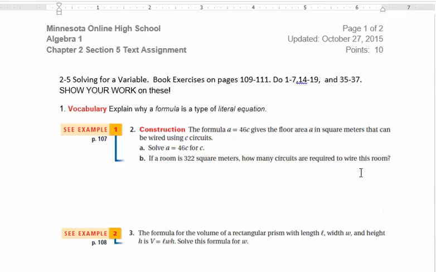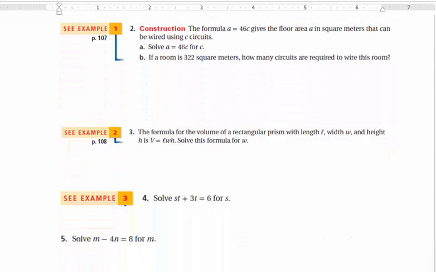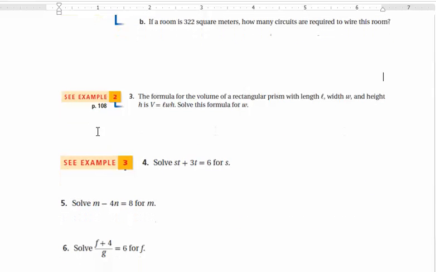So I'm going to start with number 3 here. I'm not going to do every problem, just selected ones here. And let me get my pen. Number 3 says the formula for the volume of a rectangular prism with length L, width W, and height H is V equals L times W times H. So I'm going to start by writing that out. And they want us to solve this formula for W.